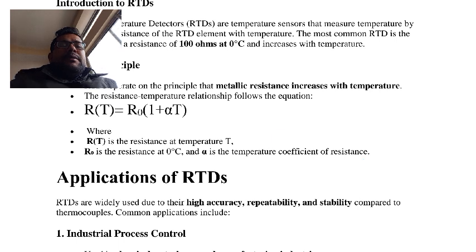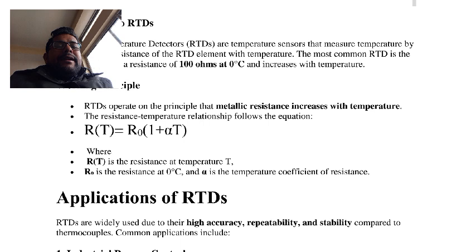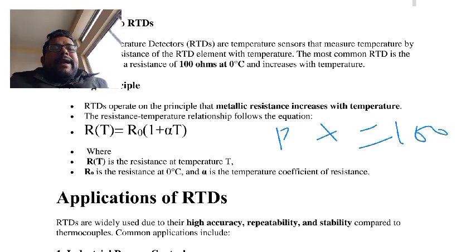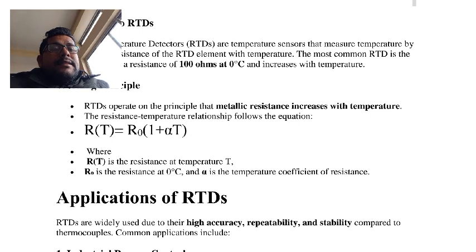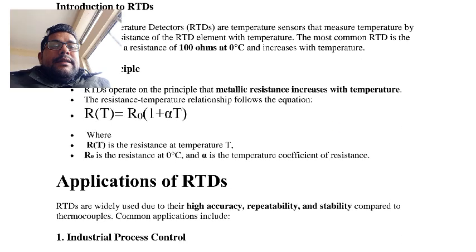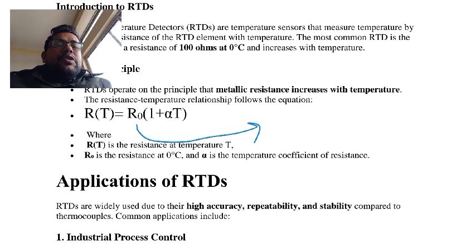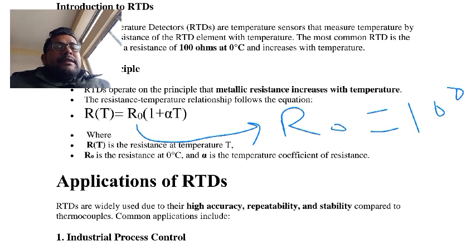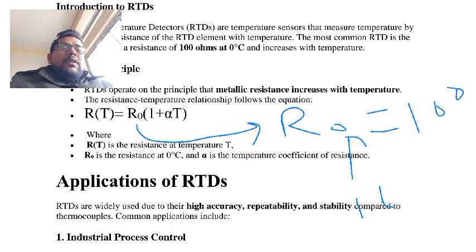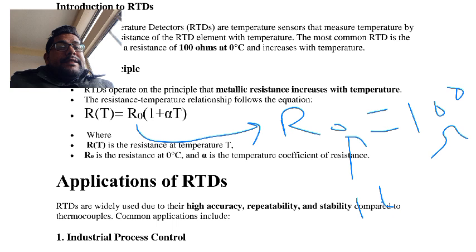Generally, we use the PT100. What does PT100 mean? PT100 indicates the value of R0. This means the value of R0 is 100 ohm. It indicates that at a temperature of 0 degree Celsius, its resistance is 100 ohm.